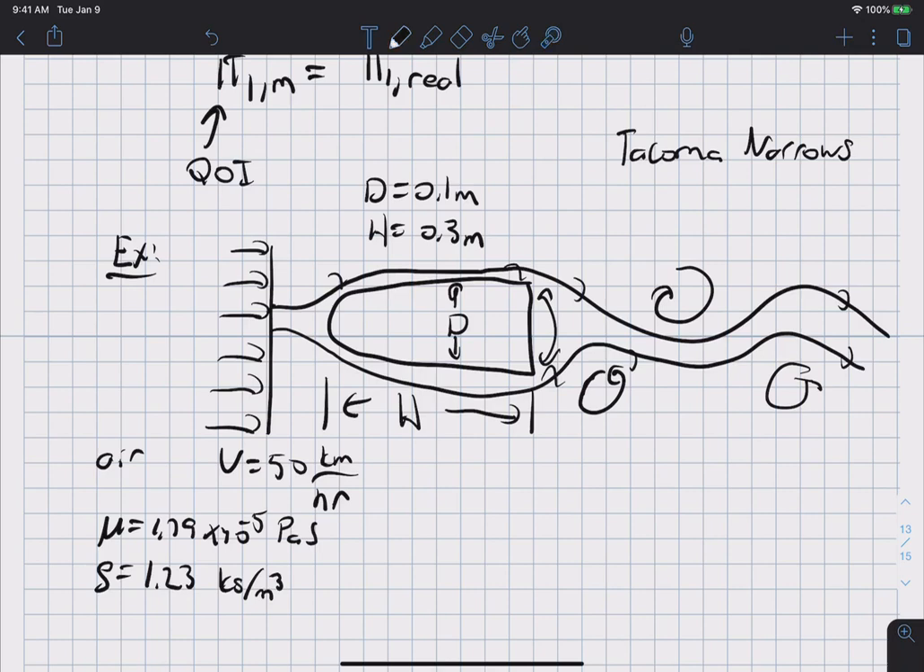And so there is an oscillation frequency omega.